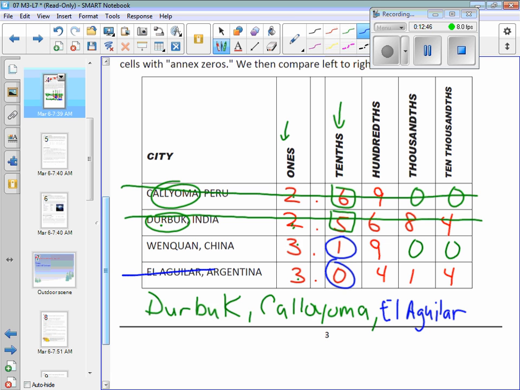Cross it out. Making Wen Quan my largest. I need you guys to do it that way.